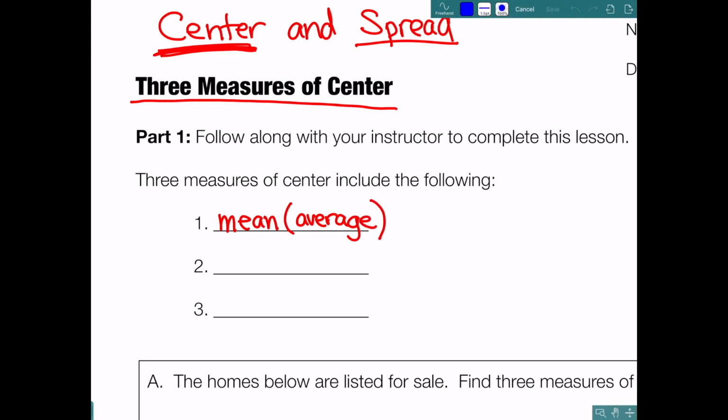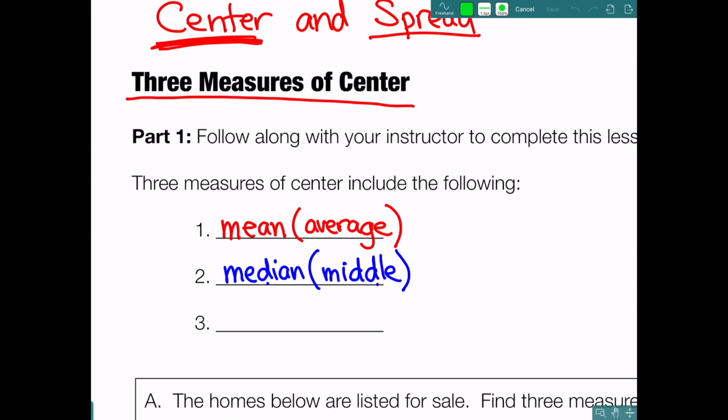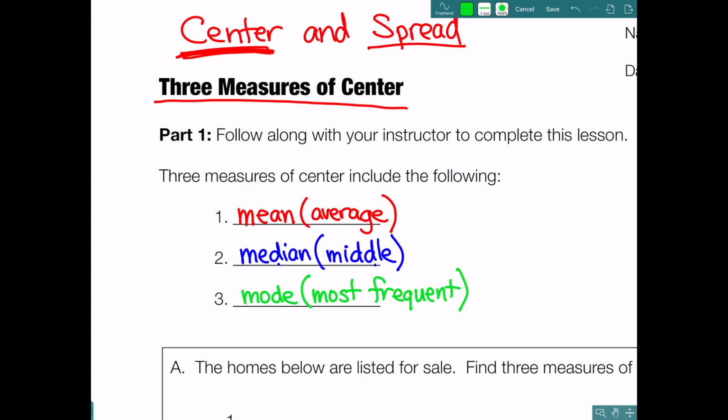In blue, the second way that you can measure the center is called the median. Another word for median is middle. To remember this, just think of the Spanish word medianoche, which means midnight or middle of the night. That's why median means middle. The third way is called the mode, and that means the most frequent, the value that shows up most often.